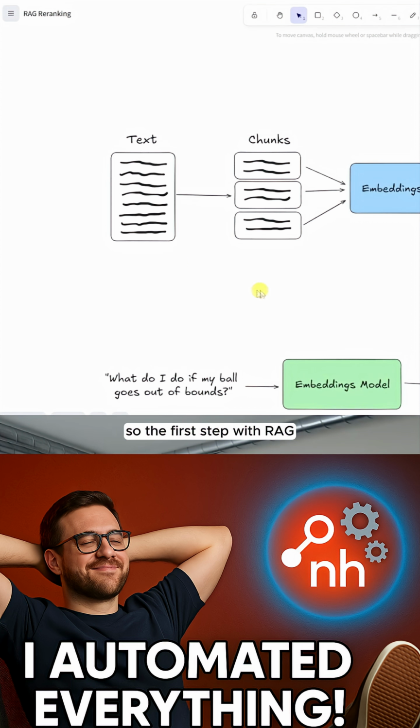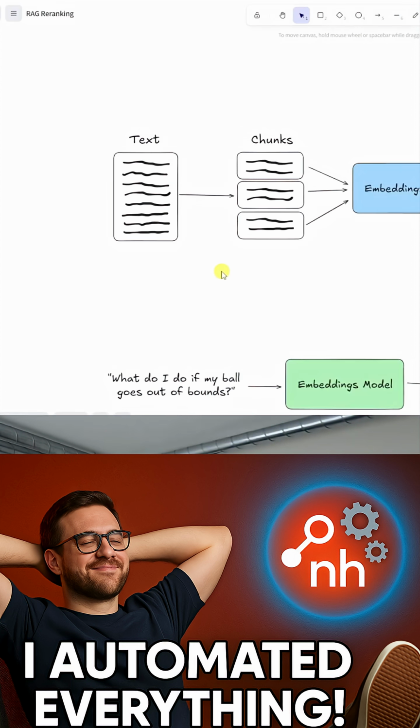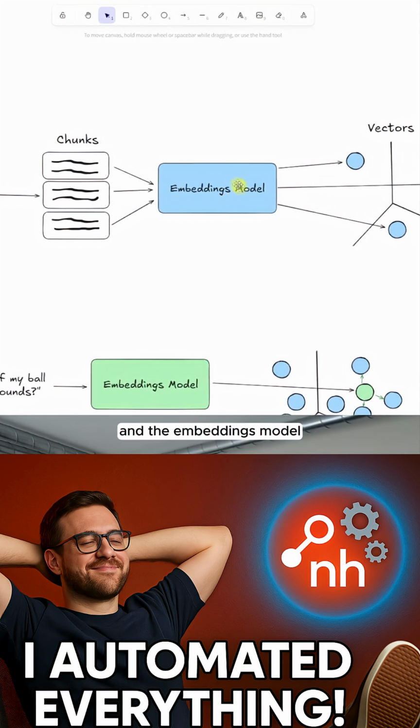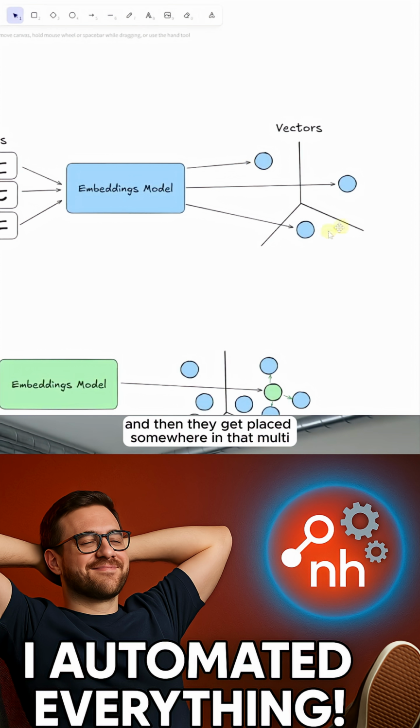So the first step with RAG obviously is we wanna get our text document into a vector database. And how that works is the document is split up into smaller manageable chunks. The chunks are then fed into an embeddings model, and the embeddings model turns them into a numerical representation of the meaning of what's in this chunk. And then they get placed somewhere in that multi-dimensional space, which is our vector database.